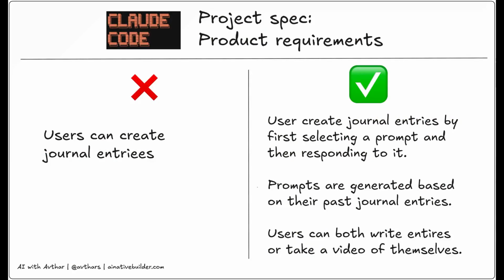For example, if you're building a journaling app, don't just say users can create journal entries. Be specific. What does creating an entry look like? Do they start with a blank page or do they start with prompts? Can they add photos? Can they edit past entries? What does the workflow look like? The more specific you are about the user experience that you want, the better Claude will be at building it.